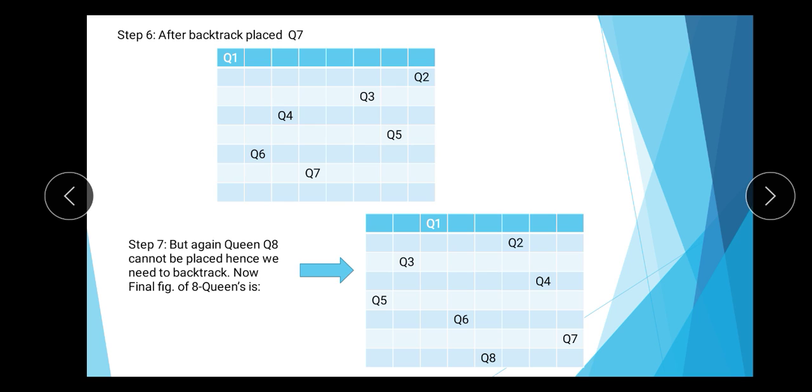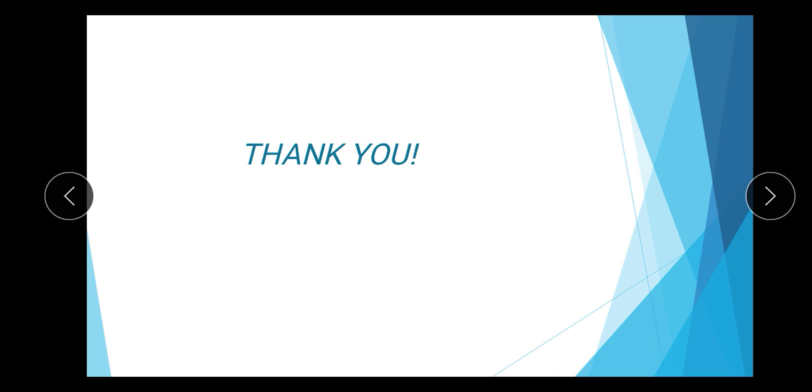this is the safe position for the q8 where we have to put our queen number 8, in the eighth row, fifth column. There is no direct attack by any other queen on this q8. This is the safe position for the q8. So in this way we have to place all these 8 queens on the 8 by 8 chessboard safely. So in this way our 8 queen problem is solved.